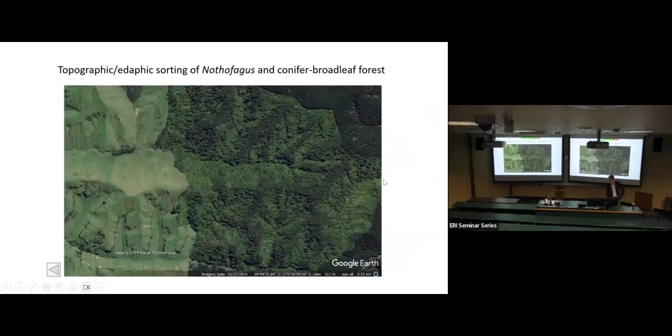I've got a slide here. This is a satellite photo of hill country in the Rangitikei Whanganui area. And these dark smudges, these dark streaks, are Nothofagus solandri stands, black beech stands on spurs and ridges. And the brighter green is conifer-broadleaf forest, which is occupying most of the faces of most of the gullies. So there's a topographic sorting or segregation here.